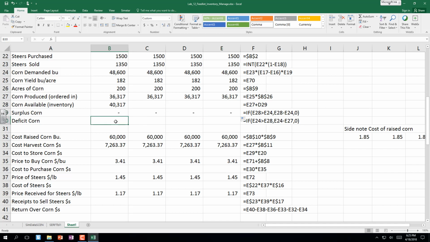And deficit corn, this is corn I'm going to have to buy because I just didn't produce enough. That's equal to if this corn available is less than what they demanded, then I'm going to use what's demanded minus what's available, otherwise it's 0. I think I did that right. Okay, yeah, came out 8,000.